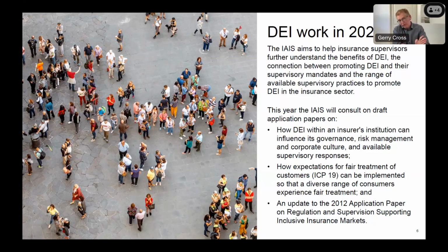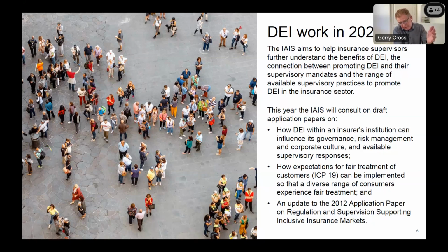And the draft application paper will consider how implementation of this insurance core principle should be informed by an understanding of diversity, equity, and inclusion in order to be effectively achieved. Where this is done, the outcomes for customers and potential customers will be enhanced. And this work has been developed by the IAIS Market Conduct Working Group.